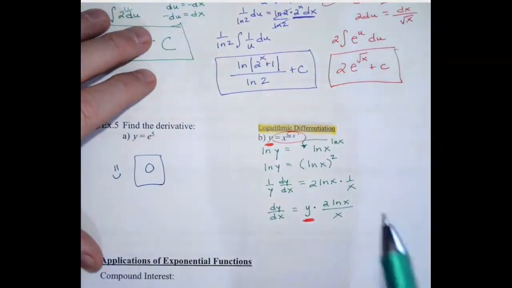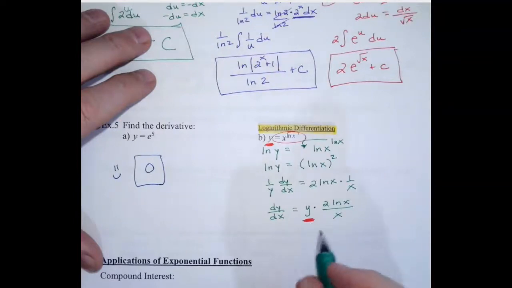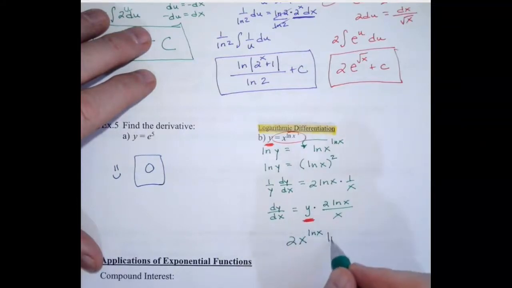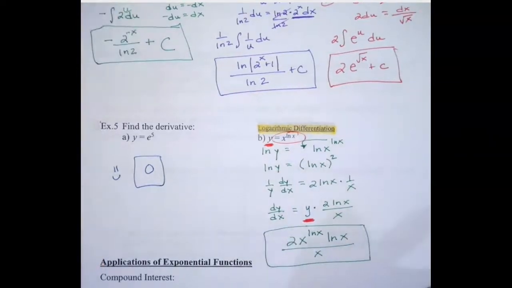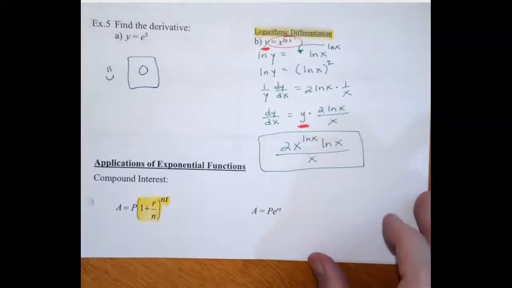We're going to have x to the natural log of x power, that's y, times 2, I'll bring that in front, times the natural log of x all over x. So, a little bit strange there.